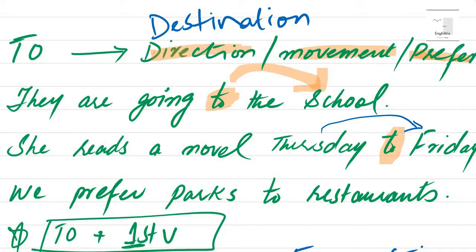We prefer parks to restaurants. Here we are showing the preference. And one thing you should remember is that after "to" you have to use the first form of the verb. You cannot use any other form after "to".